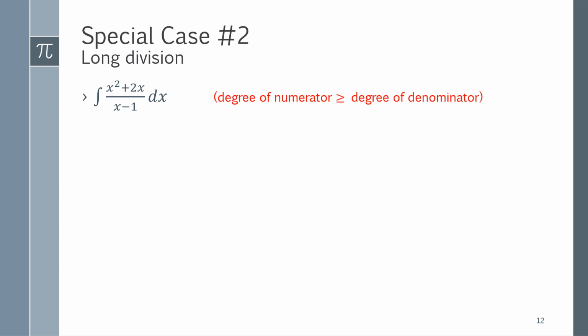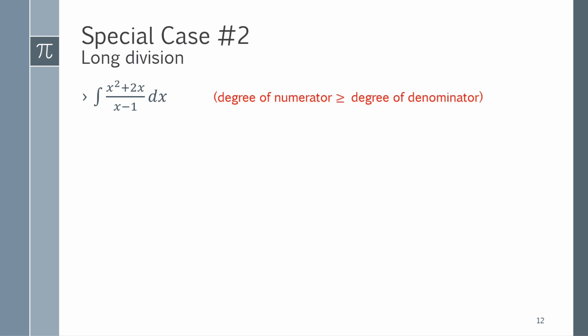With special case number 2, this is when I have something where I have a fraction and the degree of the numerator is greater than or equal to the degree of the denominator. Because of the fact that, especially with power rule, our degree should always go down. If I say the denominator is going to be my u, well then I would lower its degree by 1 to have a derivative that should cancel out.